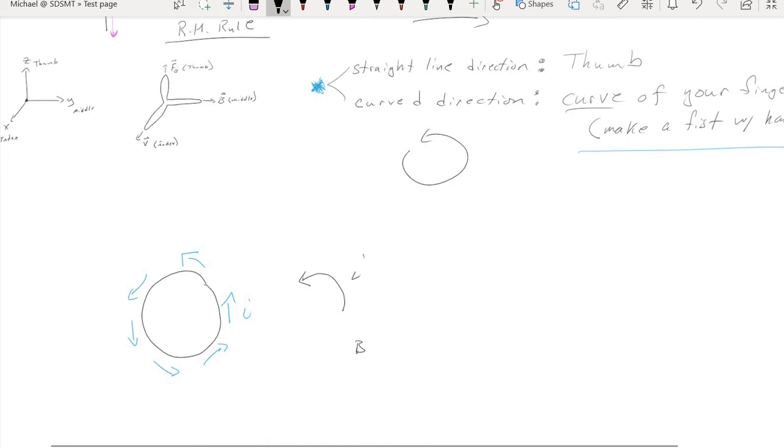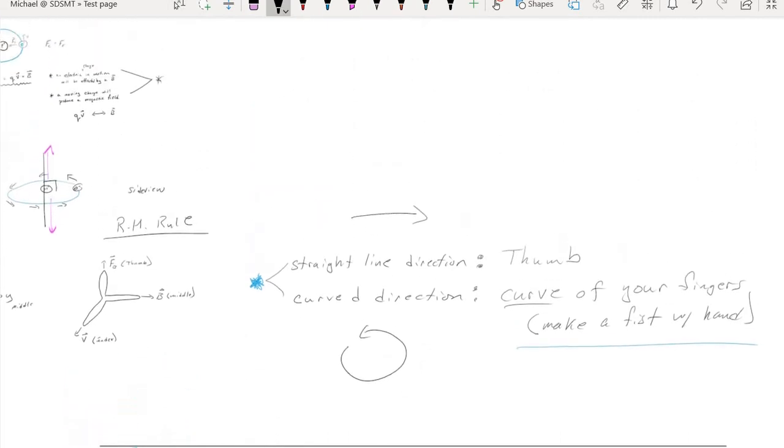And if you hold your hand right over the screen and you allow your four fingers to curve in the direction of that current, you should see your thumb pointing up and out of the page. And so this is how we associate the direction of current flow to the direction of the resulting magnetic field that is going to be produced.